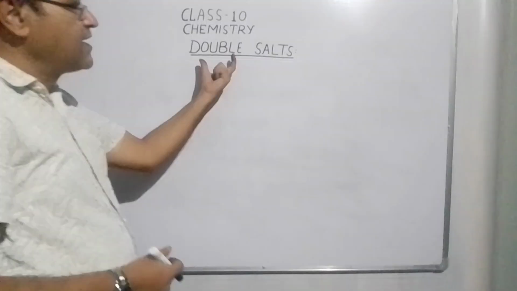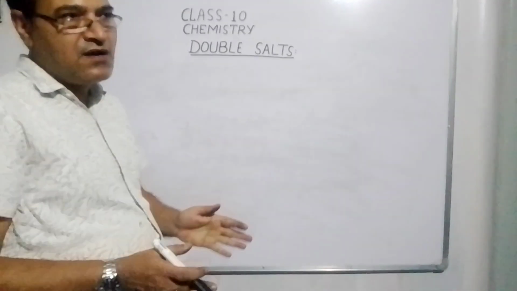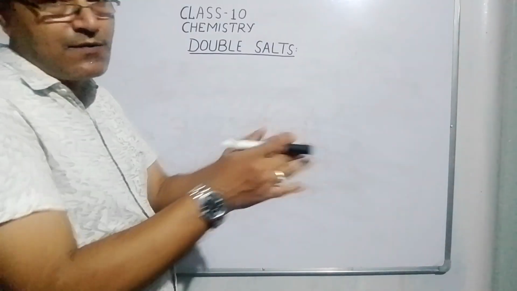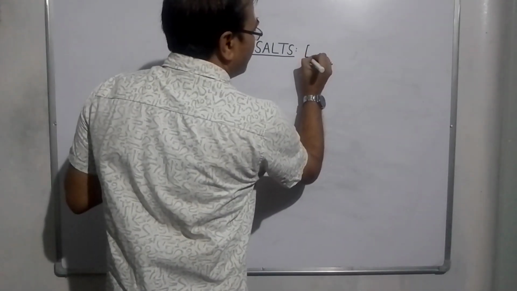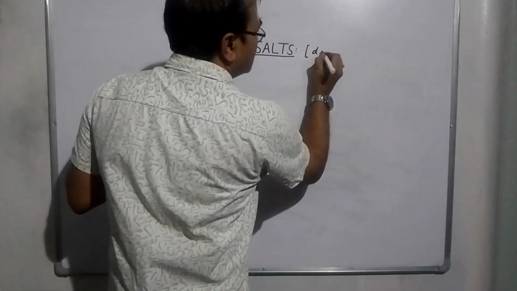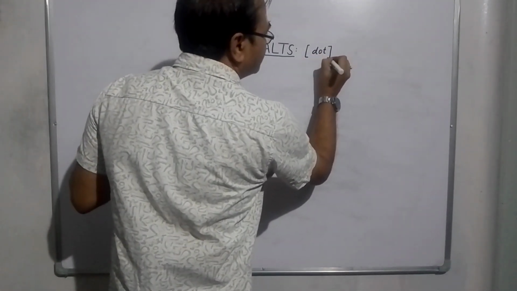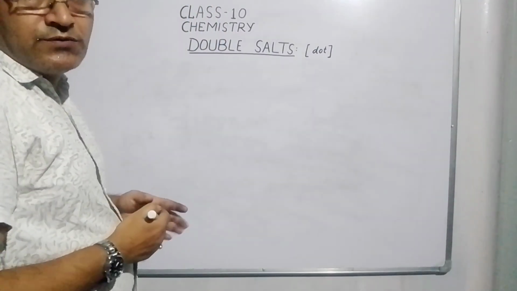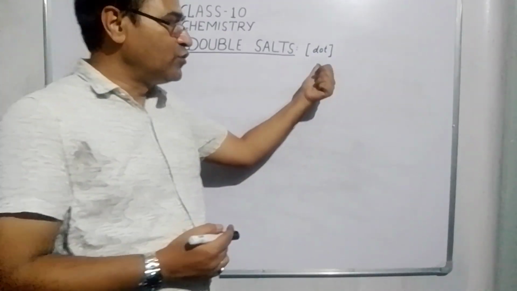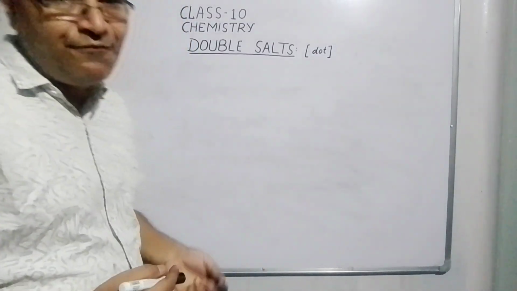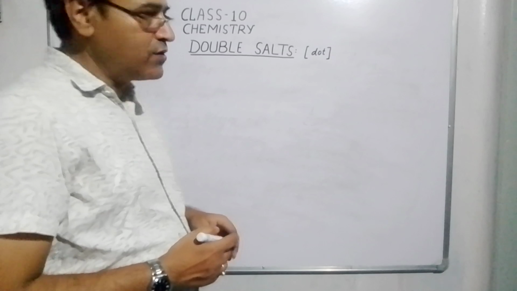See here, the name itself will give you the idea. Double salt means, suppose you have calcium carbonate dot. Here is one thing you don't have to forget: whenever you add two salts, or two ionic salts, you have to put a dot. The dot itself proves that it is nothing but the fusion of the two ionic salts.